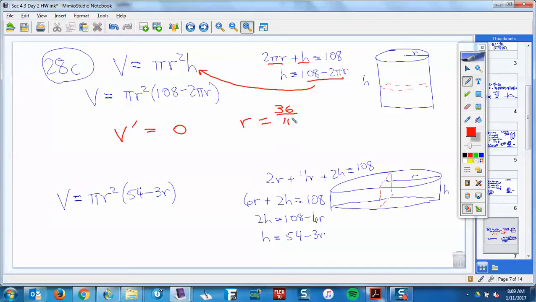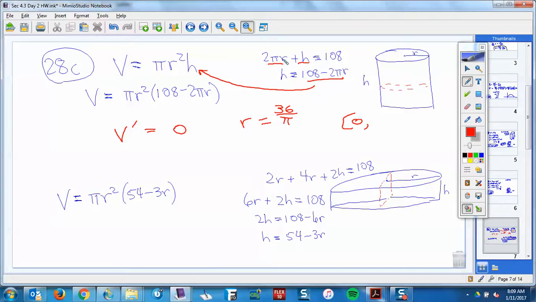Okay, so you end up with 36 over pi as your only stationary point. So you do the derivative, set equal to 0. And 0, which is one of our endpoints. So the littlest r could be is 0. Of course, you could have no radius, which would be no cylinder, so that's not going to have max volume. And then what's the biggest?